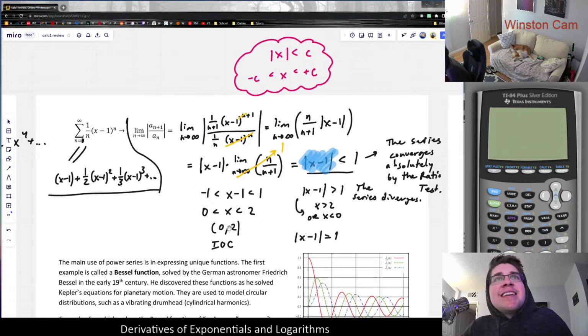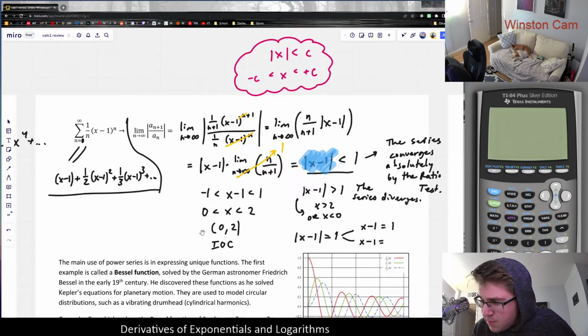What that means is, we know the series converges between 0 and 2, but what about at the boundary? What about at x equal to 0? If you actually solve this equation, remember the process for solving an absolute value equation is to drop the absolute value and do a plus or minus. There are 2 answers to this equation: x minus 1 is equal to 1, or x minus 1 is equal to minus 1. If we solve this, we get x is equal to 2, or x is equal to 0.